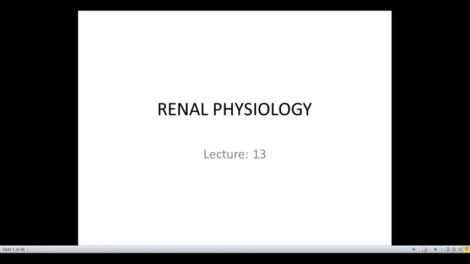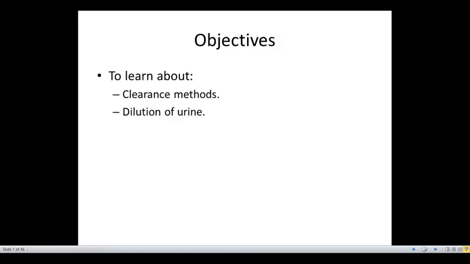In the last lecture, we were studying the renal clearances. The objectives of today's lecture are to learn about some of the other clearance methods, and towards the last part of the lecture, about the dilution of urine.